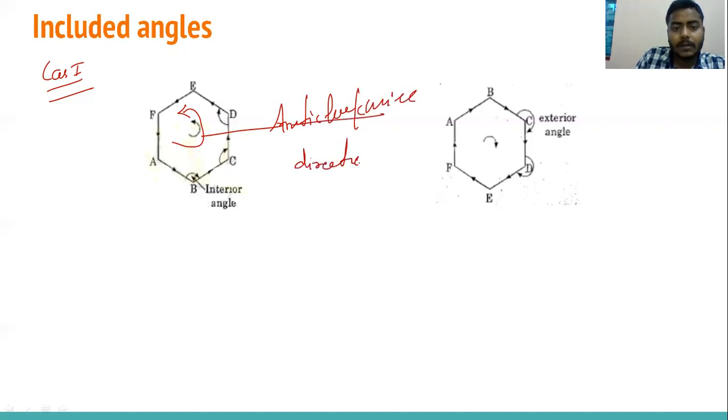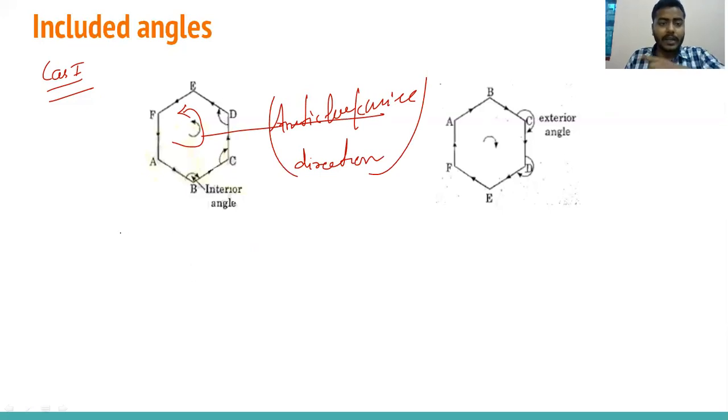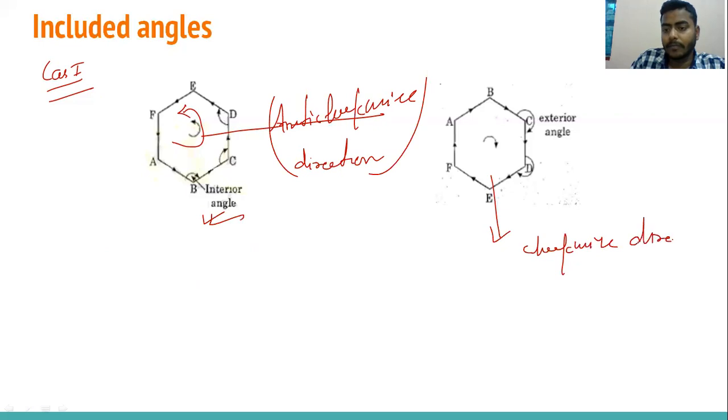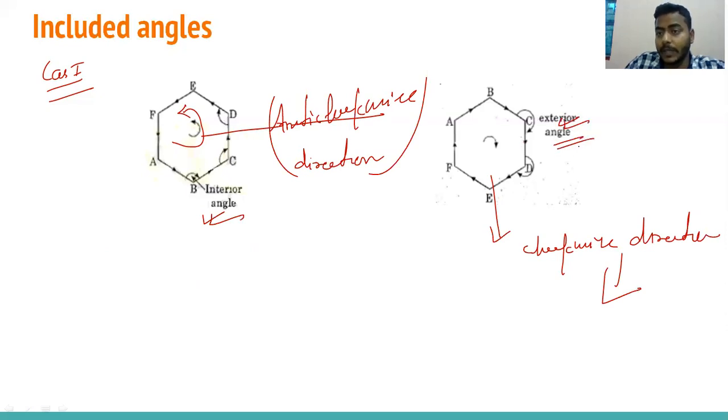Once we are making the traverse in the anti-clockwise direction, whatever included angle we are getting, that would be the interior angle. On the other hand, when the traverse is running in clockwise direction, whatever included angle we are getting, that would be the exterior one.